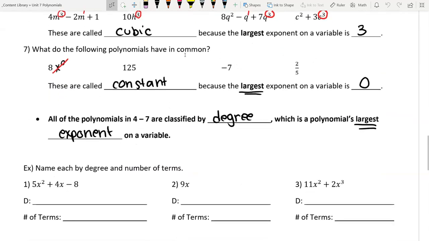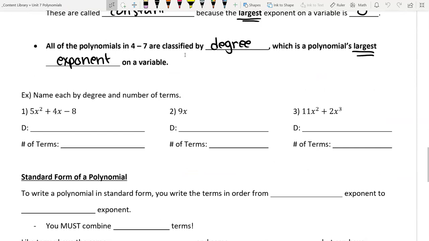Okay? So let's just do both. We're putting them all together. I'm going to do the first one, and then I'll give you time to work on the next two. I'm going to ask you to name each by the degree and number of terms. So the degree is the exponent, okay? You have to search your polynomial. The highest exponent in here is 2.